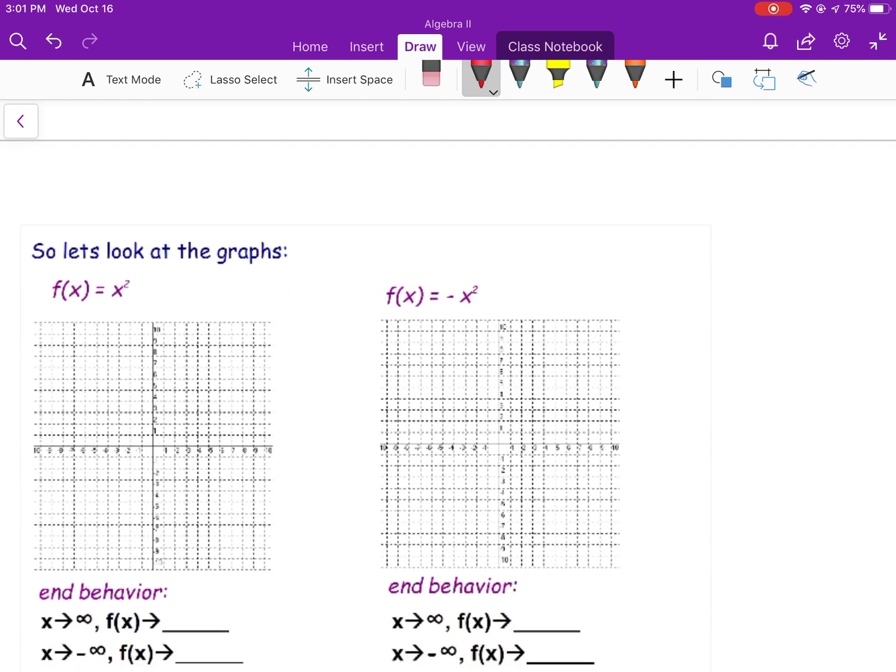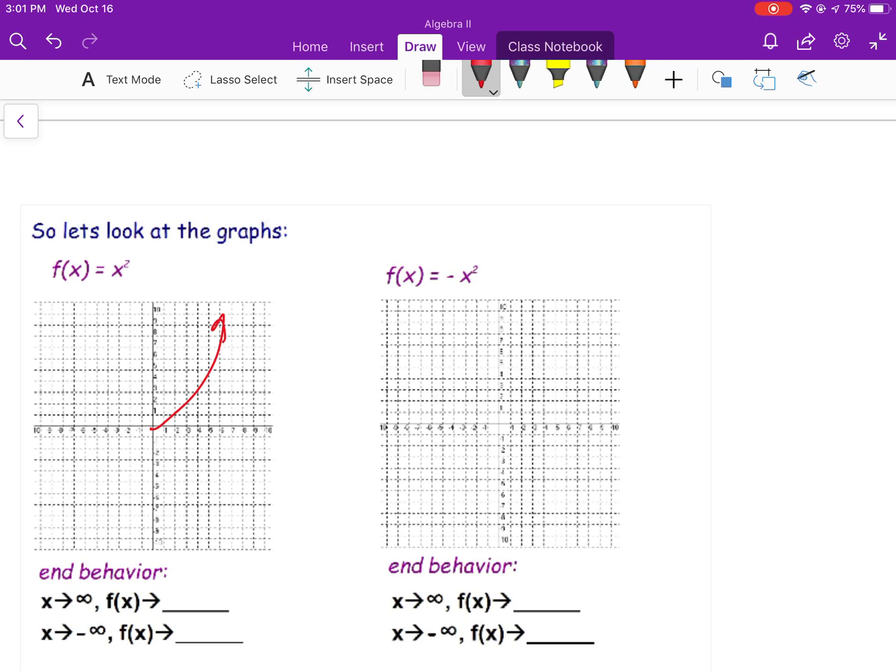Okay, x to the second power. So x to the second power, here's your general parabola. So here as x approaches infinity, it's going up, so infinity. As x approaches negative infinity, it's also going up. So it's approaching infinity.